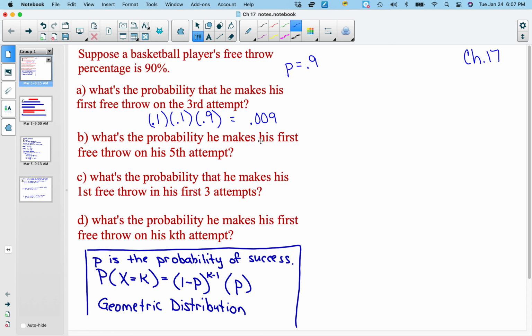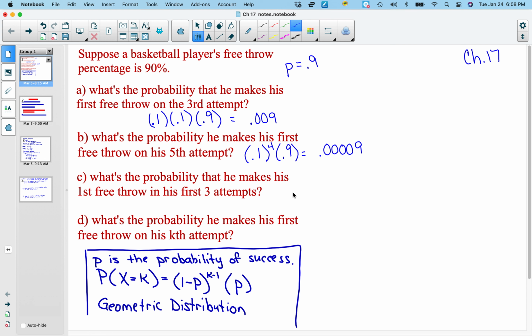Then what's the probability he makes his first free throw on his fifth attempt? Well, I could write out the 0.1 times 0.1. He misses it 4 times, and the probability that he misses it is 0.1. So he would have missed it 4 times, and then he makes it. And so that probability, we're going to end up with 5 decimal places: 1, 2, 3, 4, and then the 9. So that would be the probability that he makes his first free throw on his fifth attempt.